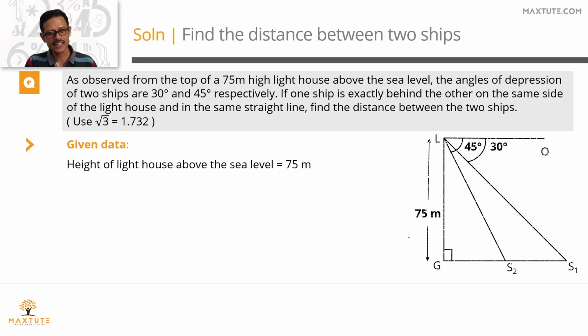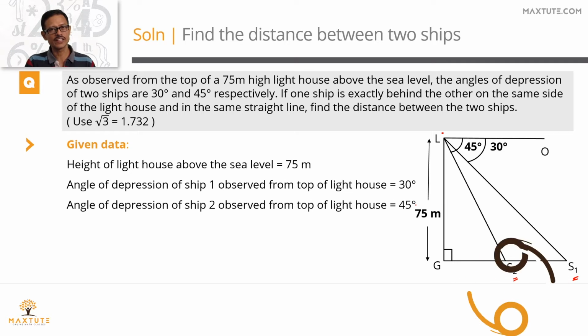Let's draw two right triangles to depict what we are talking about. LG is the lighthouse we are talking about. This is the point from which we are observing these two ships S1 and S2. And G is the foot of the lighthouse. The height of the lighthouse is 75 meters. The angles of depression of these two ships, S1 and S2, from this observation point are 30 degrees and 45 degrees. So OLS1 and OLS2 are the corresponding angles of depressions, which are 30 degrees and 45 degrees.